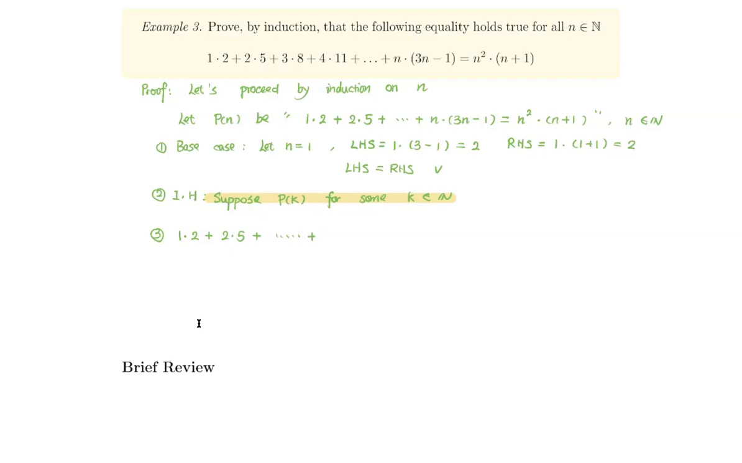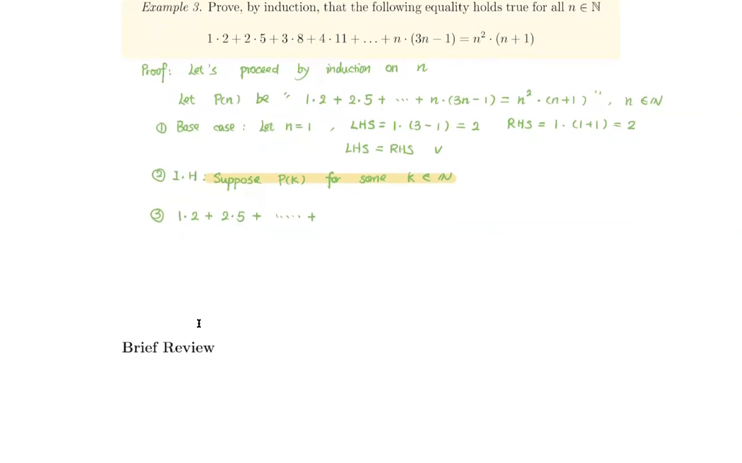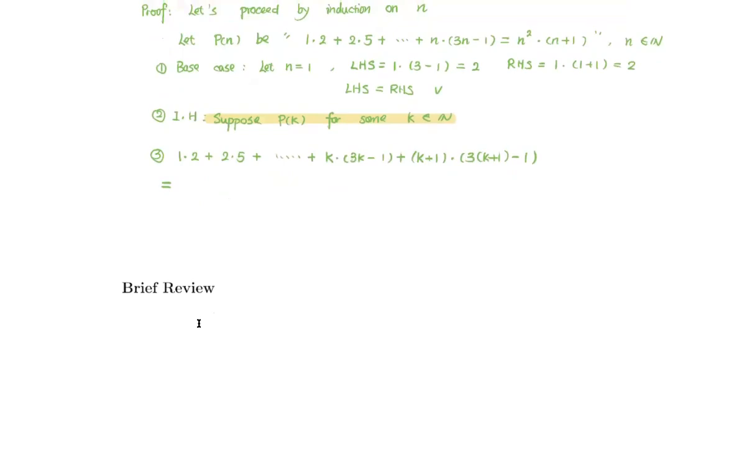Now for the induction step, you need to show P(k+1) is true. So let's write down P(k+1): ... plus k minus 1 plus (k+1) times (3(k+1) minus 1). This is the left hand side. We want to show the left hand side equals the right hand side. Can someone tell me what's the next step? What does this equal to?